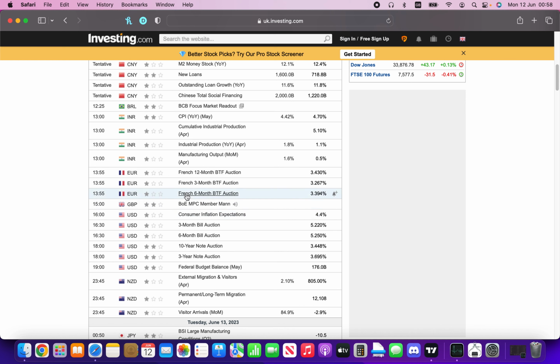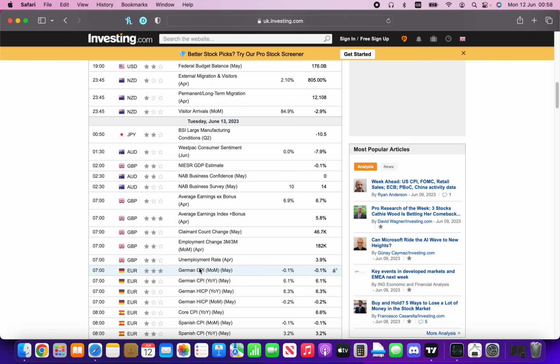Bank of England MPC member speaks, consumer inflation expectations. So nothing today, to be honest. Tomorrow is a big day. We have employment change for the UK. It's not big. Unemployment rate.